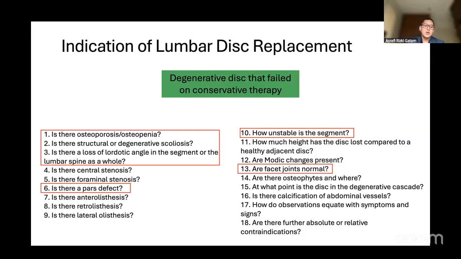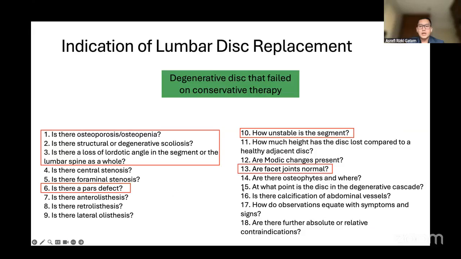subsidence in the future. And if there is a pars defect, and we want to do this replacement, then we might also need to do some 360 degree motion preservation, put in some pedicle screws, and also some facet replacement on the back. Also with an unstable segment, we might need to do facet replacement as well.